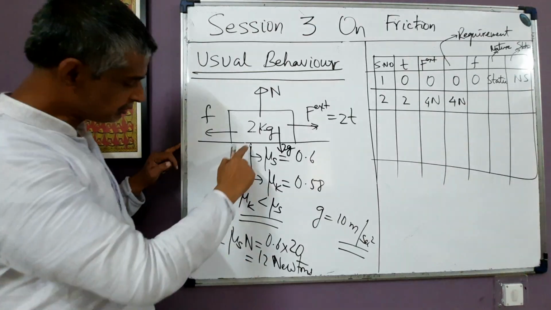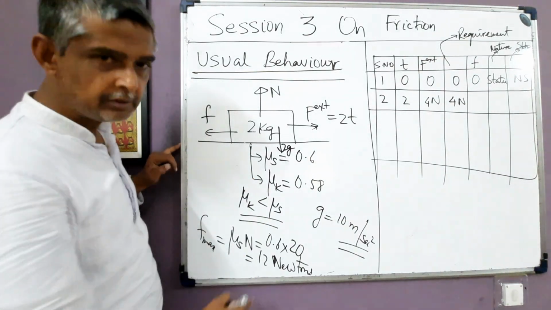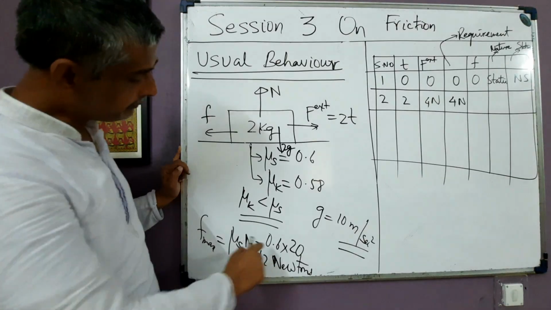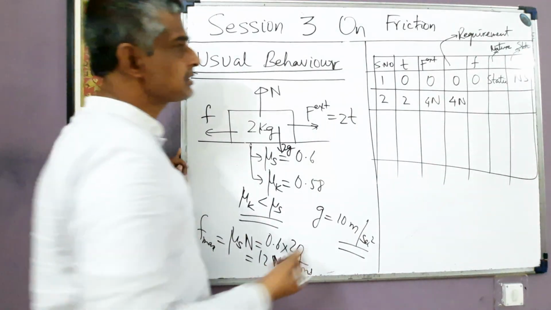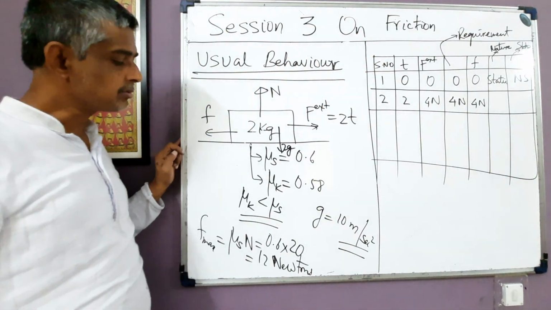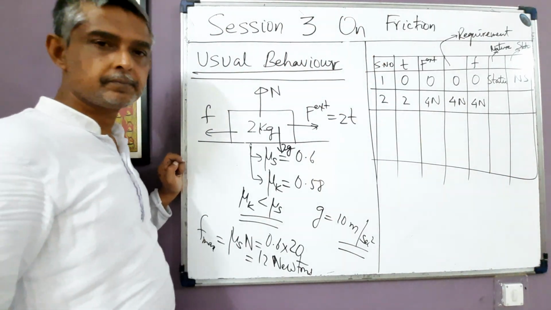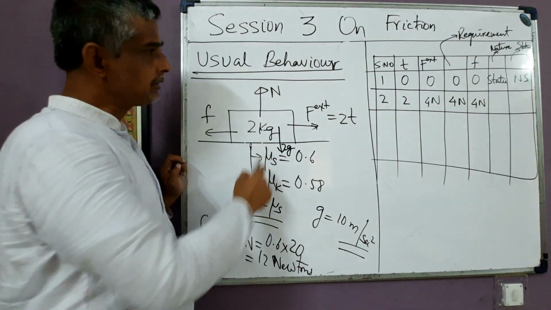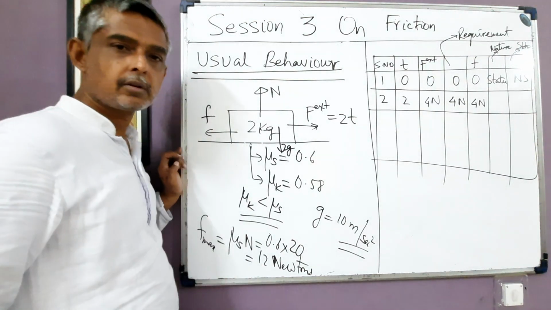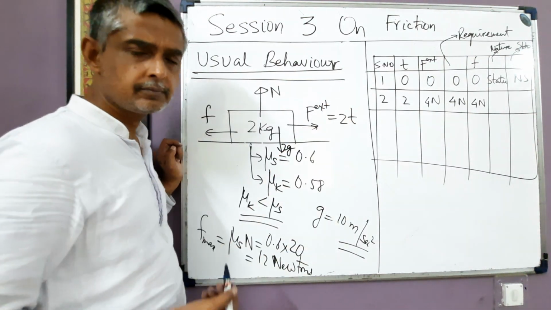Now what is the maximum possible friction available? 12 Newton. How much is needed to prevent slip? 4 Newton. Present is 12, we need only 4. So what is the actual amount of friction which will act? 4 Newton. In this case, we will say that requirement is being fulfilled. Available is 12 Newton, so only 4 Newton will act.